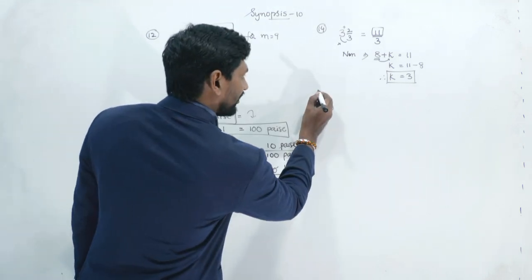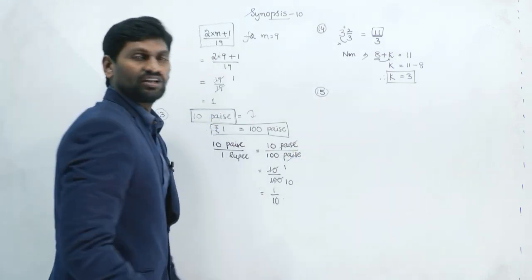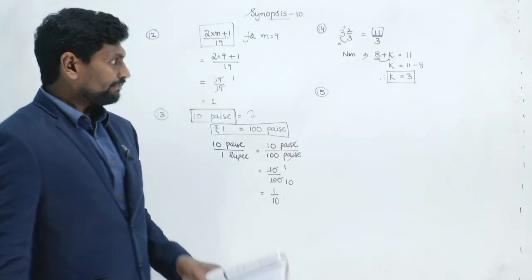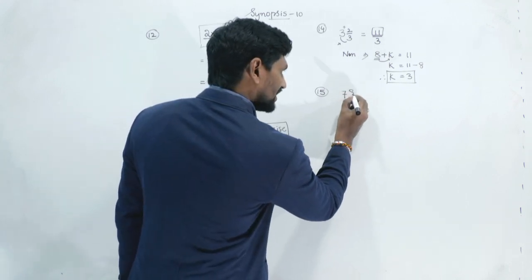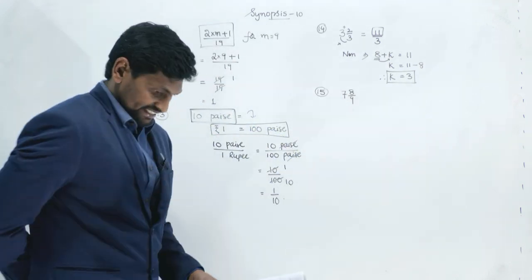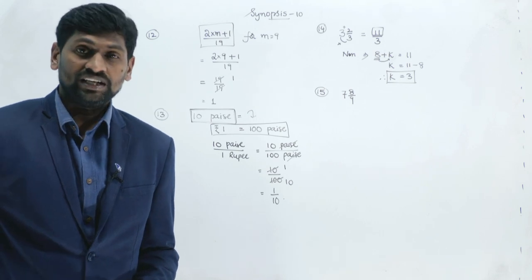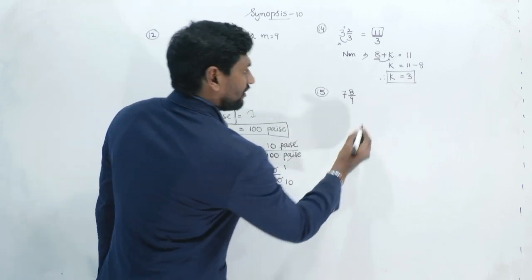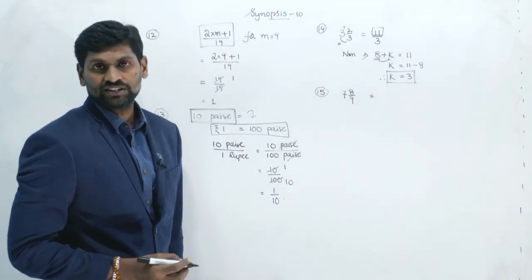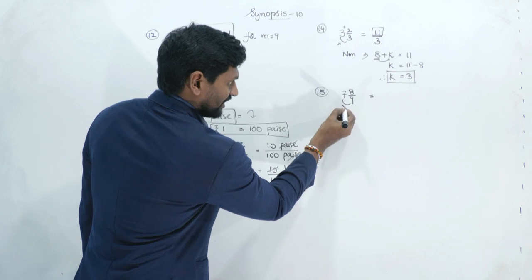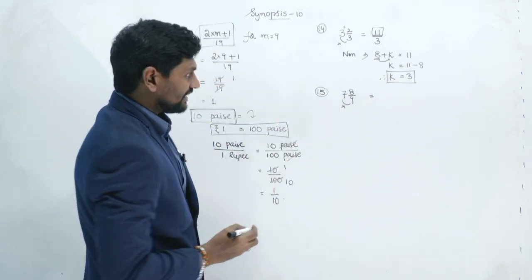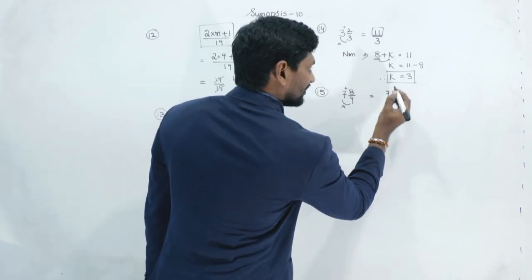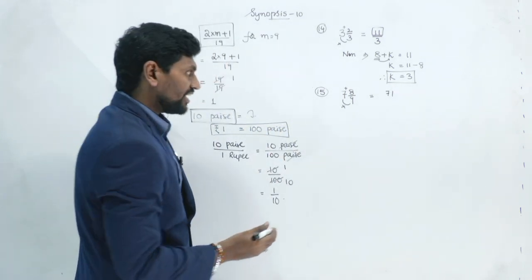Next, question number 15. So this one is again the same type of question, 7 8 by 9 is converted into an improper fraction. Again the numerator is 70 plus x. Same process. Let us find the improper fraction of this. First multiplication, 9 sevens are 63. 63 plus 8 is 71.